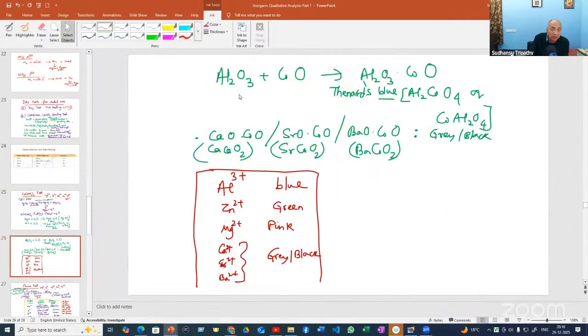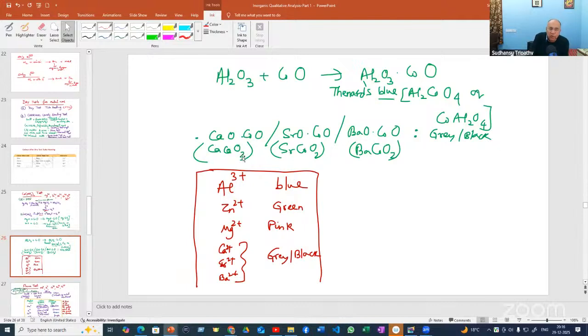Similarly, aluminum salt will give you aluminum oxide, and cobalt nitrate will give you cobalt oxide, a double salt. This is called Thénard's blue. It is a blue color, but it is called Thénard's blue, and that is called Rinman's green. You can write Al2CoO4, because both cobalt and aluminum are amphoteric. Aluminum cobaltate or cobalt aluminate, you can write. Just add up the formula: Al2CoO4 or CoAl2O4.